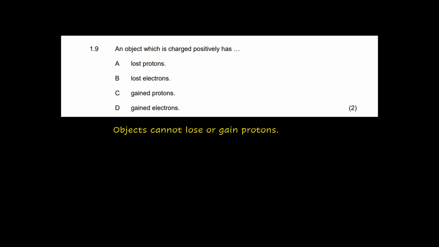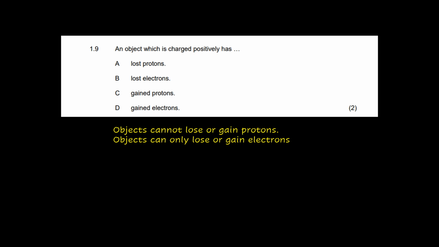Objects cannot lose or gain protons at all. This means that we can eliminate option A and option C as right answers. So the answer cannot be A or C. So we are left with two options, either B or D. Objects can only lose or gain electrons.